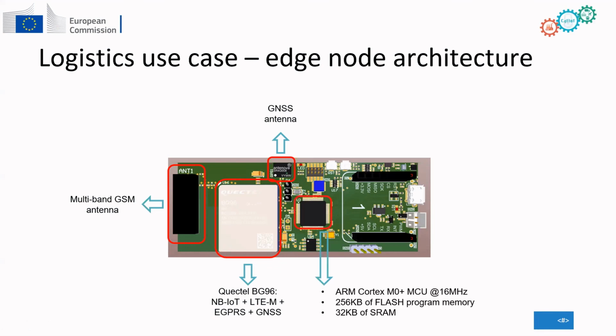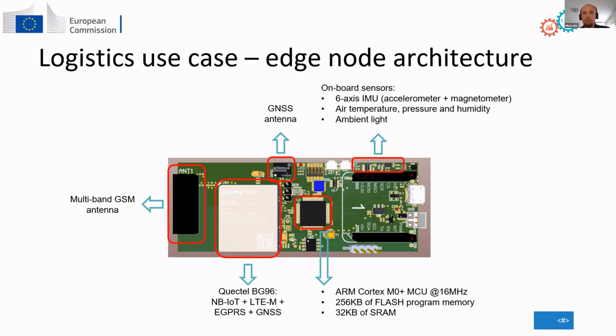The second thing is the microcontroller, which is, as I previously mentioned, resource constrained. It's an ARM Cortex M0+ unit running at 16 megahertz. We have 256 kilobytes of flash program memory and 32 kilobytes of static RAM. But we used the same MCU with the previous version of our edge node, and it turned out that it is capable of running the lightweight autoencoder.